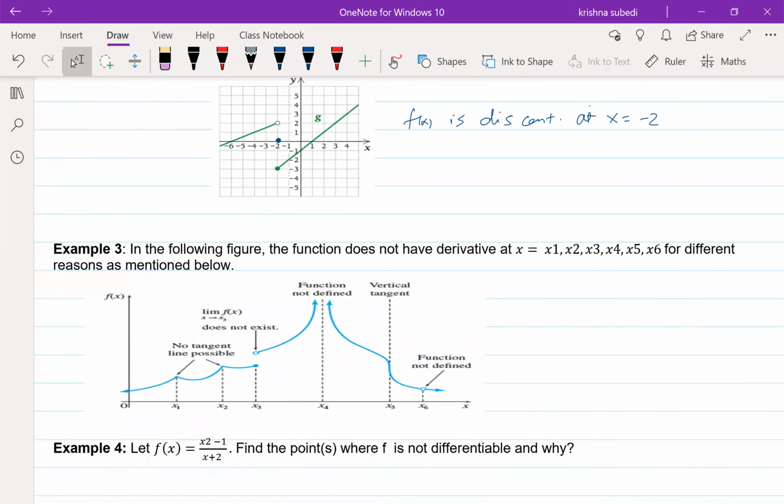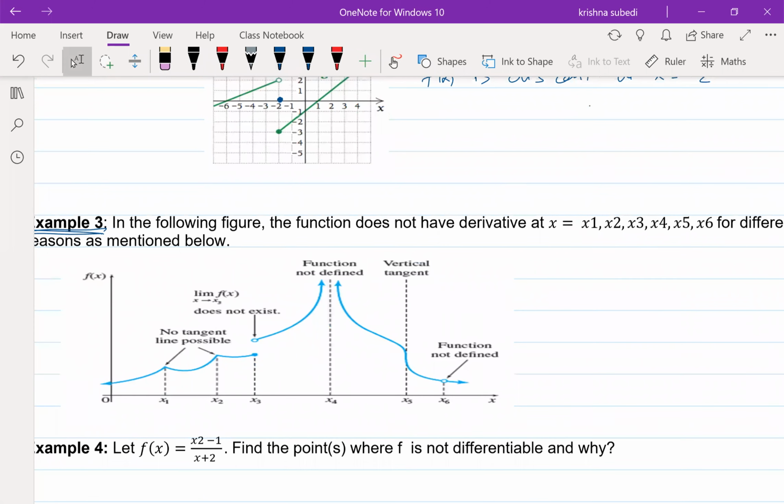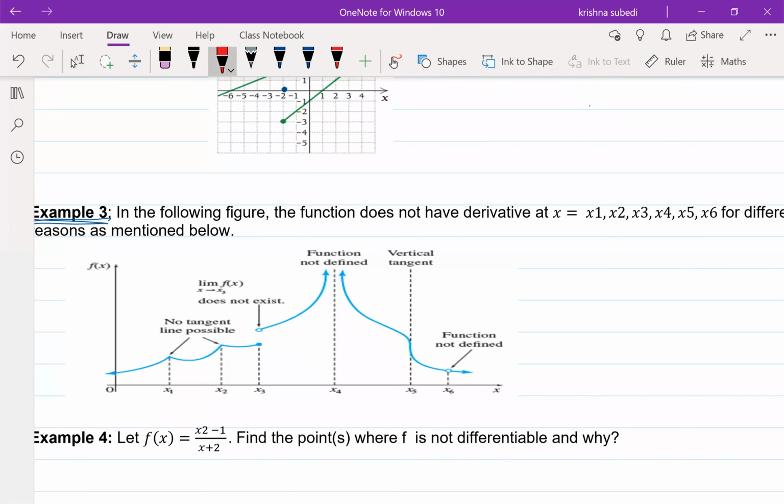Let us look at this example 3 very closely and see at what point this function does not have a derivative and the reason why. As you can see in this example, at x equals x1, there is a sharp corner. If there is a sharp corner, no tangent line is possible.